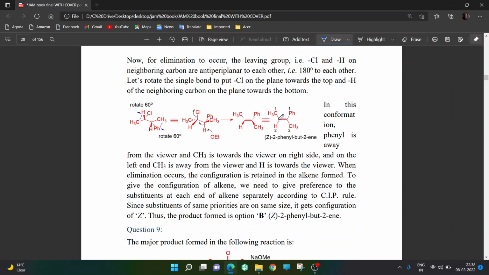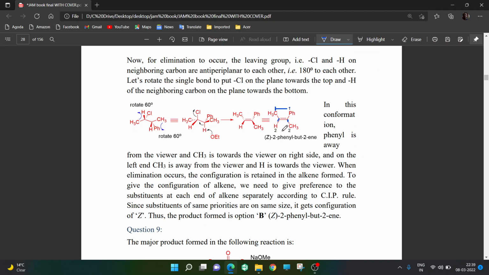So on each carbon, this carbon and this carbon, you have to look separately. On this carbon you have to give priority according to the CIP rule. Between carbon and hydrogen, of course carbon gets higher priority, so it is 1, hydrogen gets 2. Again here it is phenyl, it is CH3. Both are carbon, so next bond: this is 3 hydrogens, here it is 3 carbons. So phenyl gets first, this one gets second.